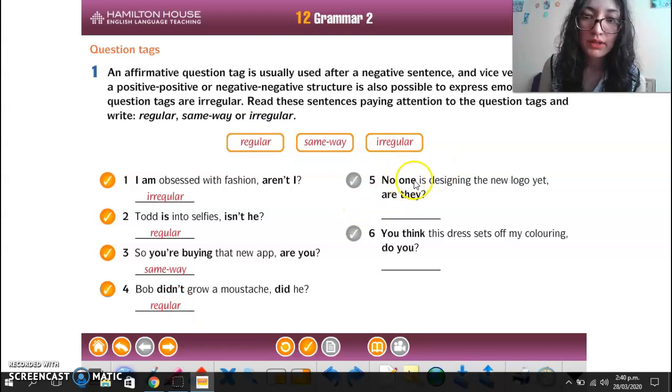Now we have here, no one is designing the new logo yet, are they? You have here "no one." This is irregular, of course, because all the structure is irregular. It's not the same. Now, you think these dresses suit my coloring, do you? You think, do you? They're the same. Remember that you use "do" in the present if there is no auxiliary. But it is affirmative, affirmative, the same question tag. So same-way question tag. Right. Of course, every one of these is very good.